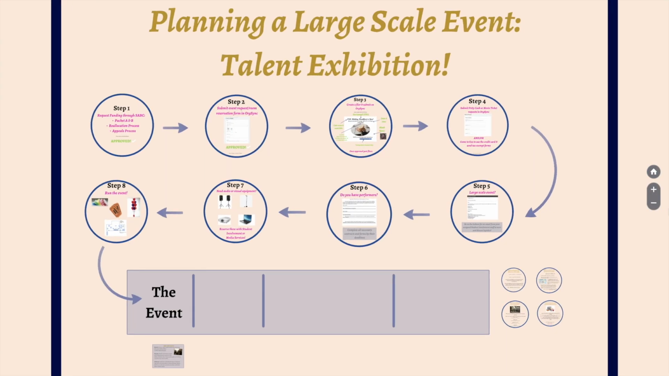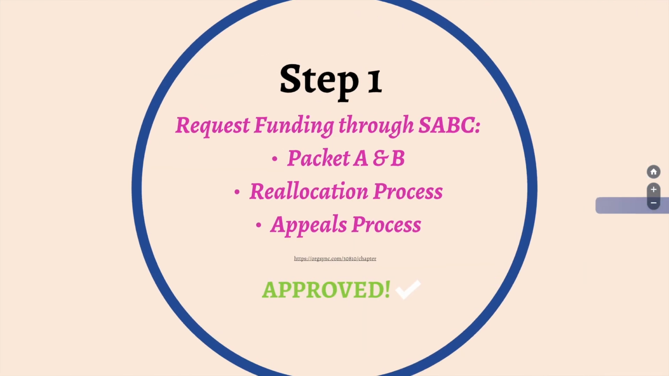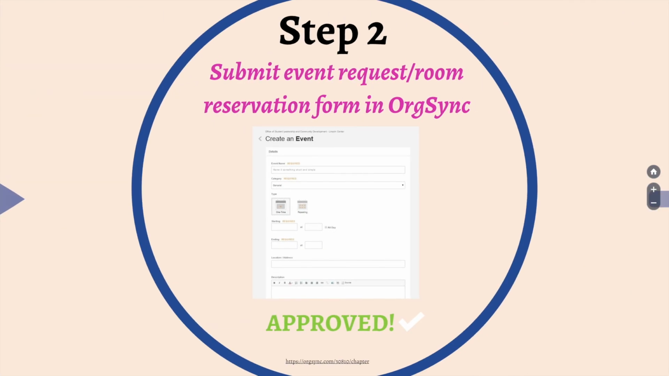Now that we've gone through everything, let's take a step-by-step look at planning a large-scale event on campus. Step 1, you'll need to request your funding through SABC, either through your budget packets, the reallocation, or the appeal process. Once you've been approved, submit your event request or room reservation form in OrgSync.